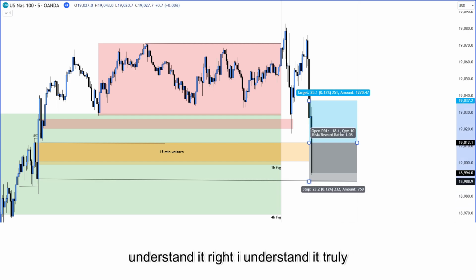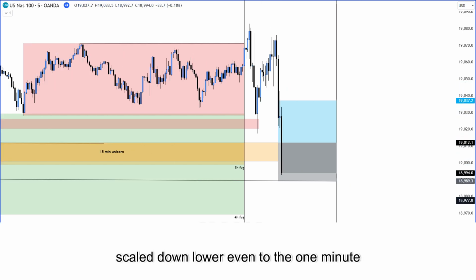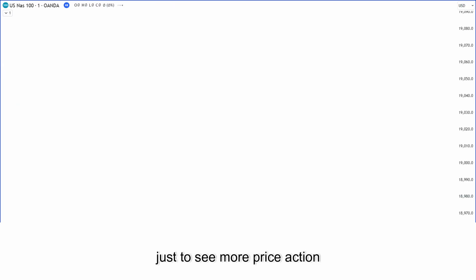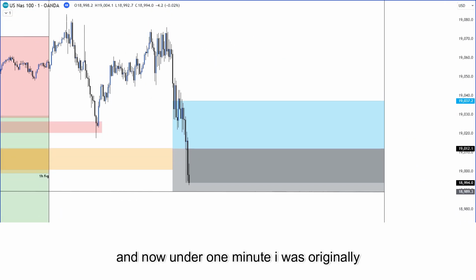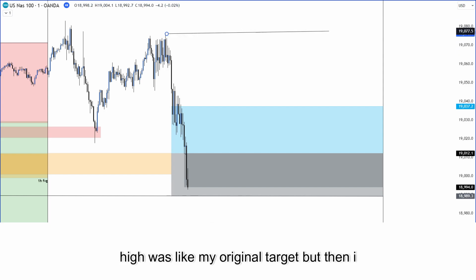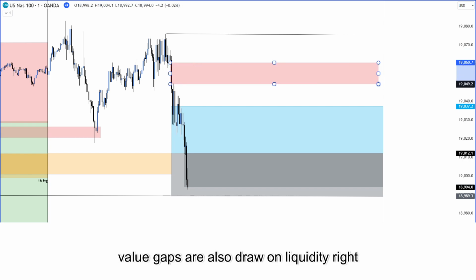I understand it truly. So now as you guys can see, price came inside of my zone right here, and then I scaled down lower even to the 1 minute just to see more price action. Now on the 1 minute, I was originally targeting this old high right here. This old high was like my original target, but then I had noticed this fair value gap. These fair value gaps are also draw on liquidity, right?